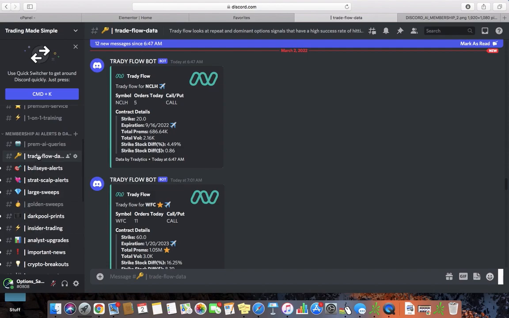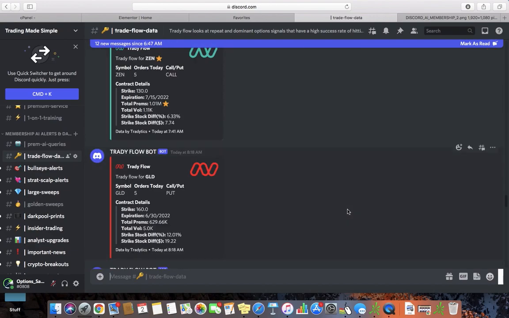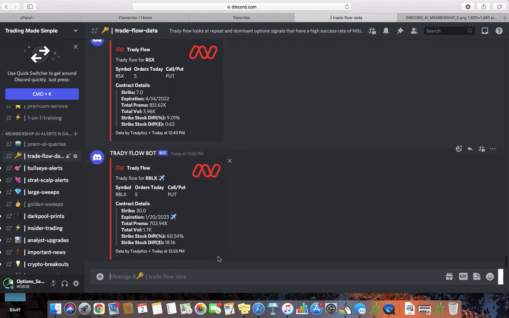If you have any question about what these channels do, you just look right up here and it'll give you the title. So this Trade Flow looks at repeat and dominant option signals that have a high success rate of hitting. As we look at this, it's pretty easy to identify these cards. Red is identified with a put and green is identified with a call.